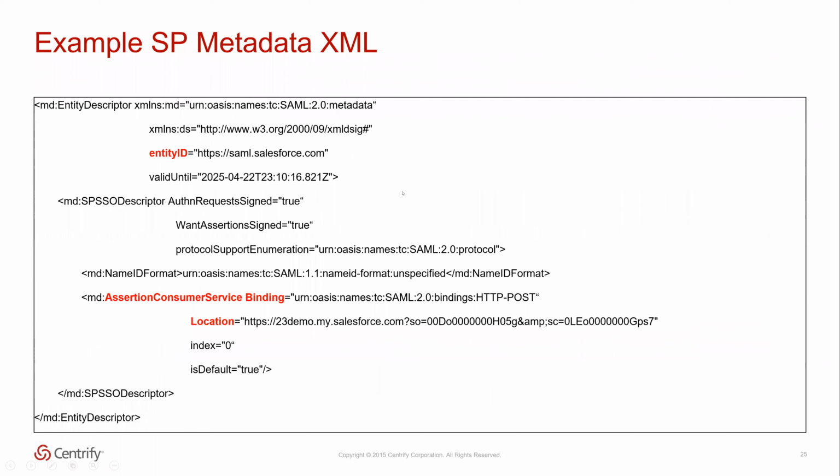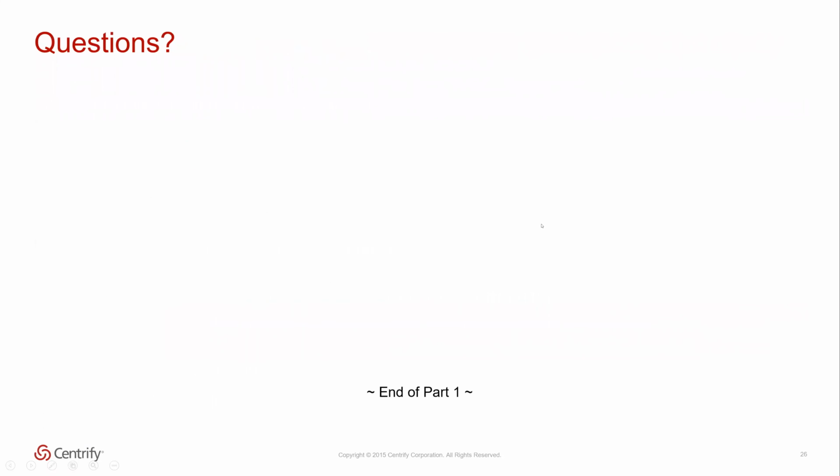Okay. Next, this is a sample of SP metadata XML. They look very much the same. Once again, the entity ID is the SP entity ID, which is also known as the audience. And then here's the assertion consumer service element, in which the location attribute gives you the ACS URL. And there's also the binding, and in this case, it is HTTP POST.